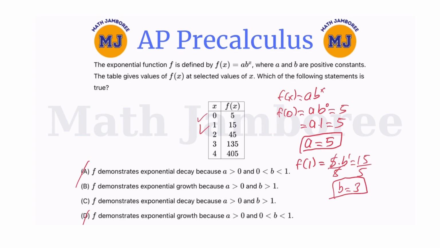The only difference between these two choices is growth and decay. Growth means it goes up, decay means it goes down. As x values are increasing, the y values are also increasing at the same time. Because of that, this is a growth function. Therefore, the correct choice will be choice B for this specific question.